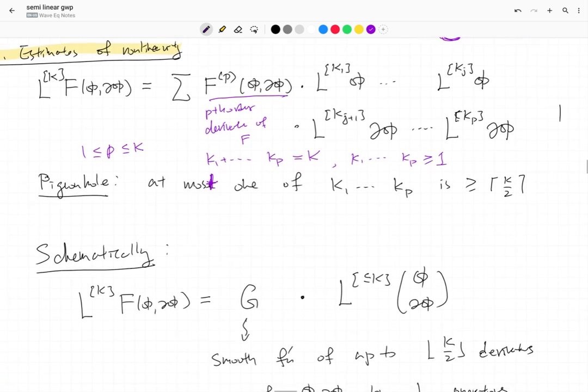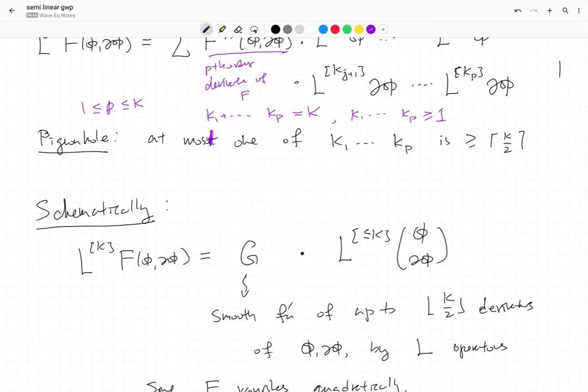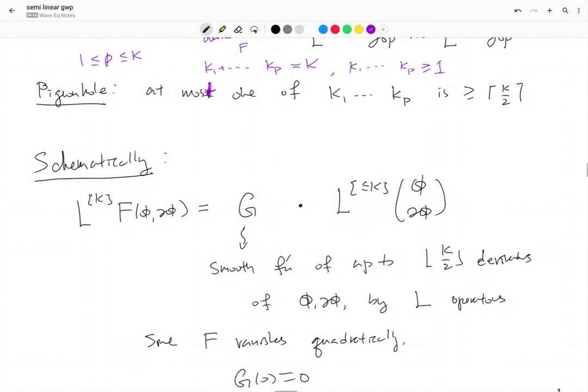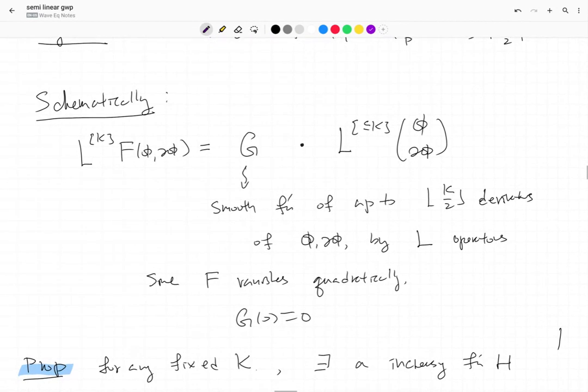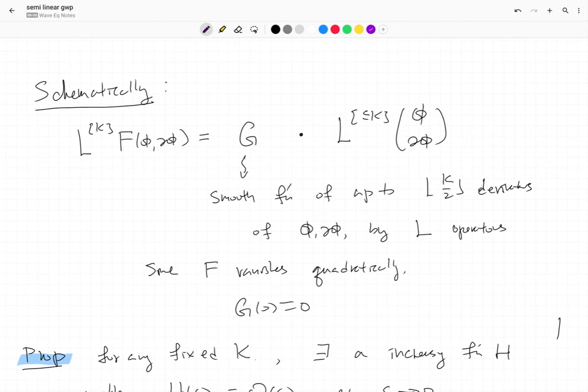So this tells us what? This tells us that we can actually schematically write L^k, so k times L derivatives acting on f, in the following way. We can write it as some function g, I'm going to tell you what g depends on, some smooth function g of its argument multiplied by linearly L with up to k derivatives of phi and dphi.